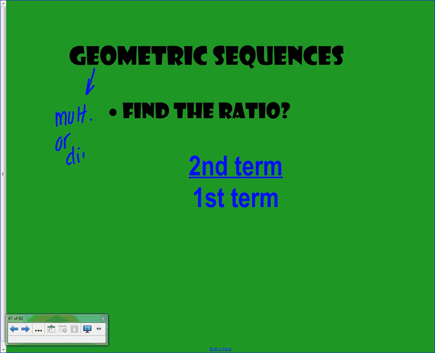So this should look very familiar. The new thing is how to find the ratio. In order to find the ratio, you're going to take the second term and divide it by the first term, and that will find out what you're multiplying by each time.